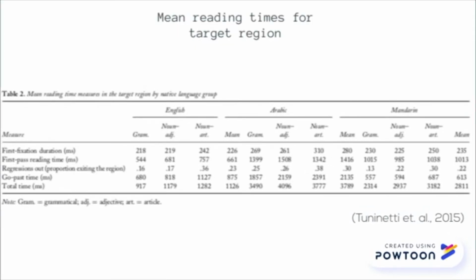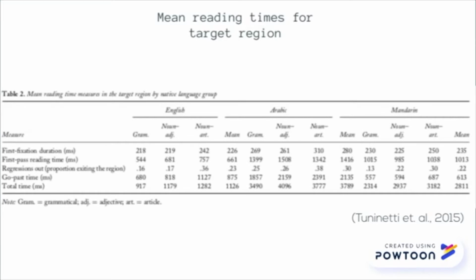Results from Table 2. First, fixation durations were longer for the noun article condition than the noun adjective and grammatical conditions in all language groups. Regressions out had a similar pattern. Native English speakers had the shortest go past times in the grammatical condition, longer times in the noun adjective condition, and the longest times in the noun article condition.